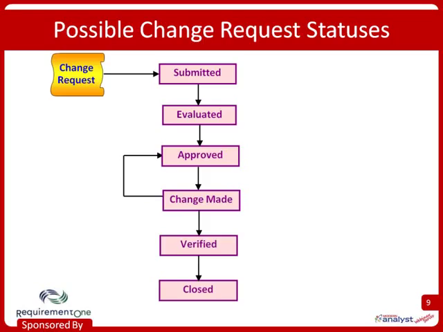It's possible that after the change was made, when you go to verify it, you find that, in fact, the change was not made correctly. So then it should revert to the approved status, and you go through and try to make the change again and get it right until you can move on to verified state.